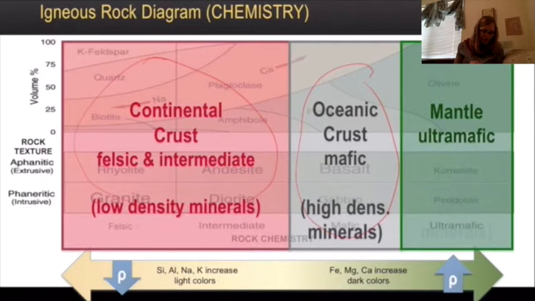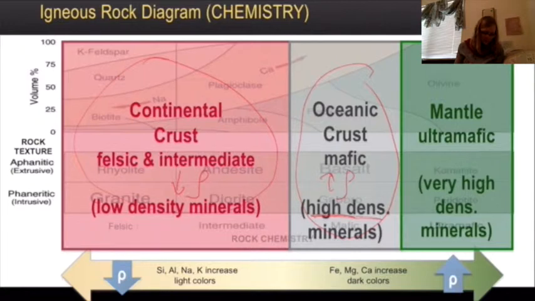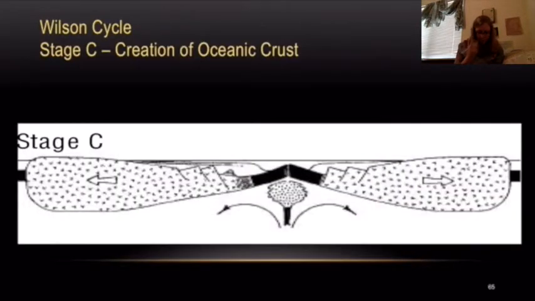So ocean crust has higher density minerals compared to continental crust, which has lower density minerals. So this ocean crust has high density and it stays down below the level of the continent. But why does the continental crust sink so far down if it's got low density? It's a different chemistry thing. We'll get to it.